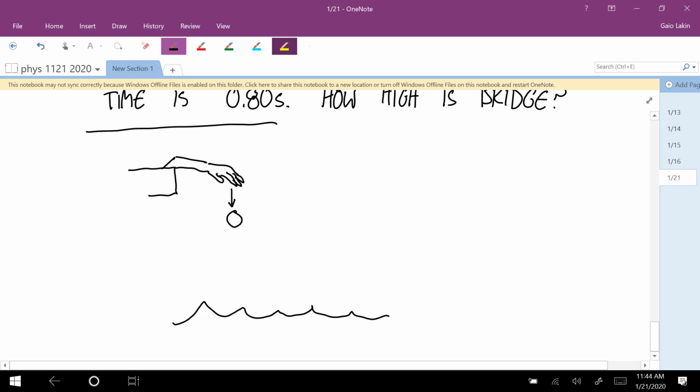And we have to choose those 4 things. We have to choose a 0 position and a positive direction. For free fall problems, I pretty much always choose my 0 position to be the lowest point in the motion. You don't have to, it's arbitrary. And I always choose my positive direction to be up, so I'm going to call that positive.